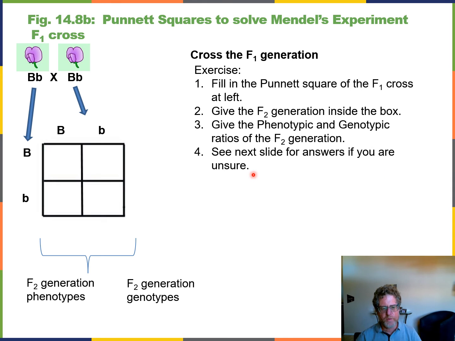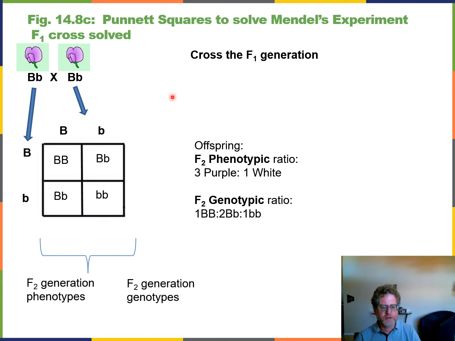Okay, when we do the F1 cross, we cross the first generation together, big B, little b by big B, little b. Do the same thing. Separate the big B, little b in the sperm, separate the big B, little b in the egg, and then bring them back together. Big B across, big B down. Big B across, little b down. Little b across, big B down. Little b across, little b down.